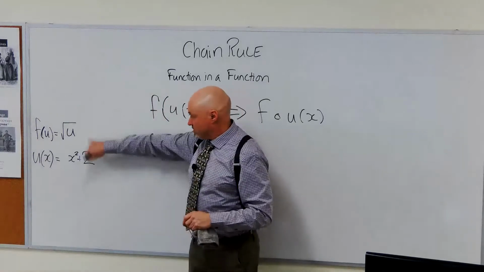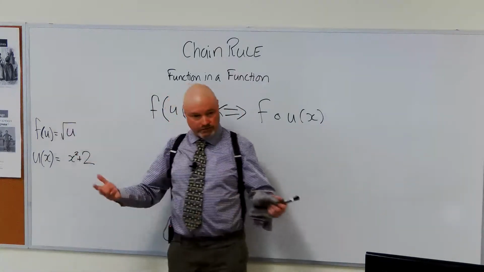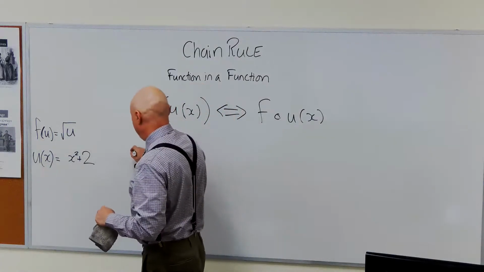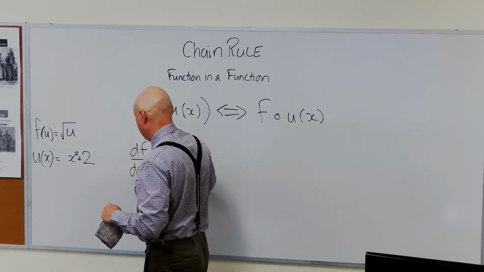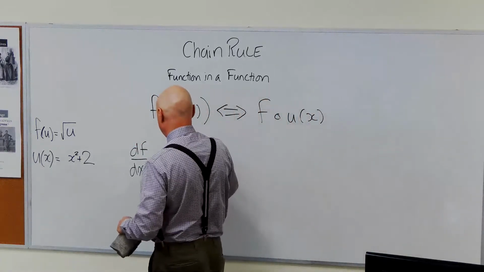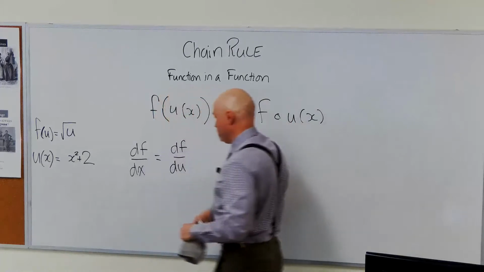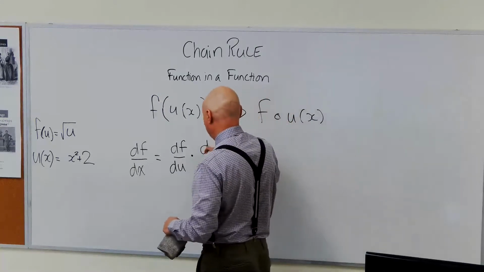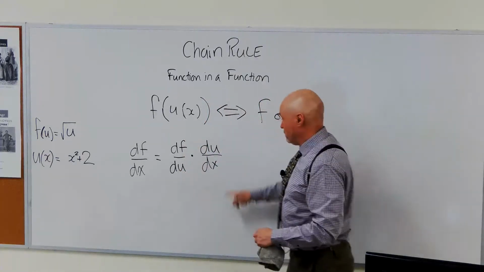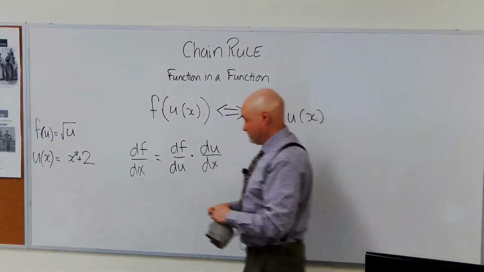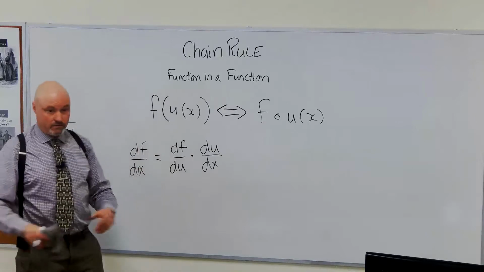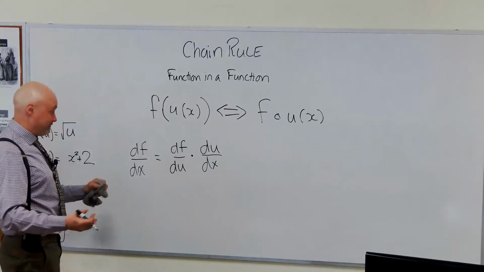So here we are. This is the example. I have a function taking the square root of something. This something happens to be a function of x, and in this case, it's x squared plus 2. I can take the derivative of f with respect to x. In other words, how fast is the function f changing as x changes, by taking the derivative of f with respect to u and multiplying it by the derivative of u with respect to x. In other words, the rate of change of the outside function with respect to the inside function multiplied by the rate of change of the inside function with respect to x. So if the inside function is changing fast with respect to x, and we put it into the outside function, we're going to be multiplying those two rates of change together. So that's kind of what it means.